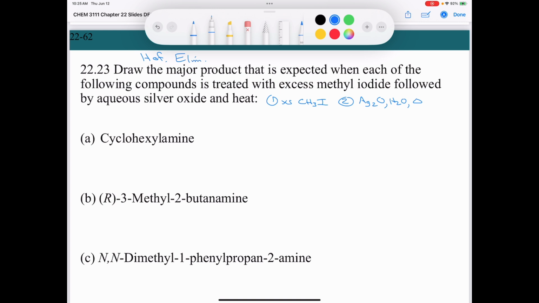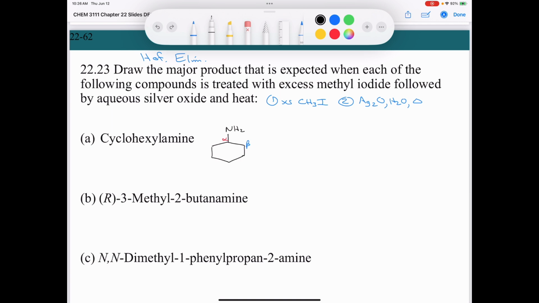We've got cyclohexylamine. So if we draw cyclohexylamine, this is our alpha carbon. We've got 2 beta carbons. This is a beta and this is a beta, but you can see because of symmetry, those 2 betas are equivalent. And so the only place we can have our elimination is here. So there's no differentiation. There's no Hofmann and Zaitsev. There's only one elimination product.